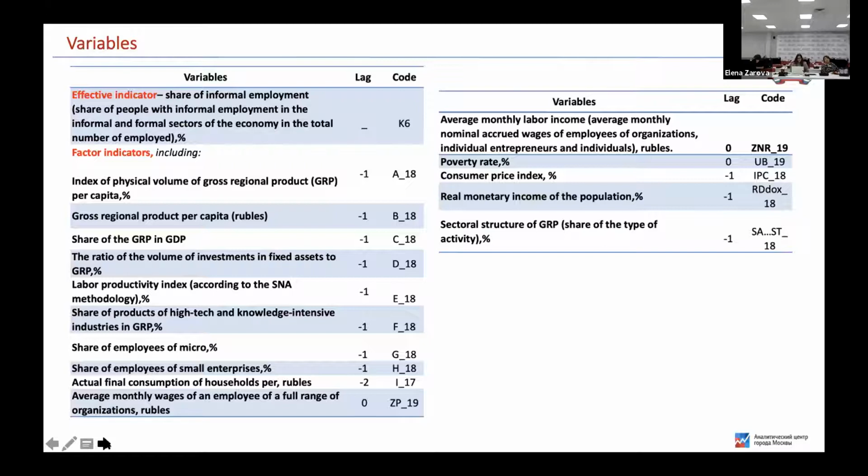We took the indicators which characterize regions of Russia. By the way, I have to mention that there are 85 regions in the Russian Federation, and all of them describe the regions from a social, economic, and macroeconomic point of view. And the effective indicator was the share of informal employment. We made the database, and after that, used the random forest method.